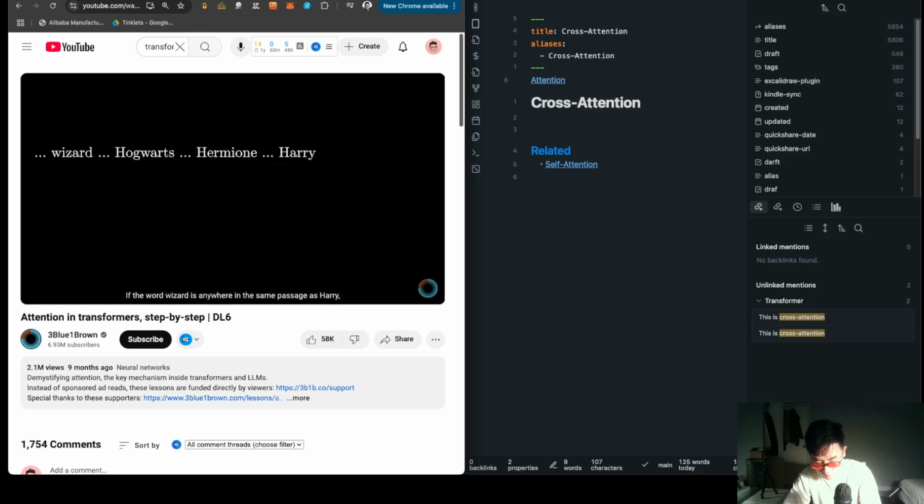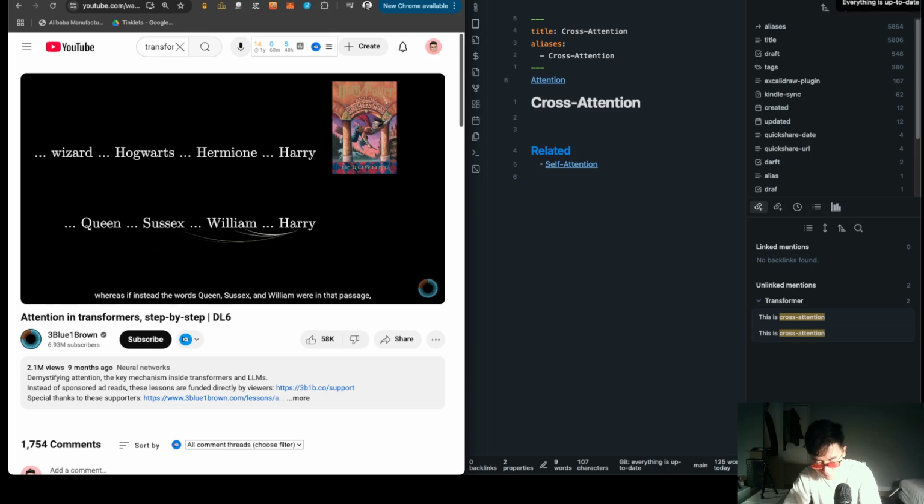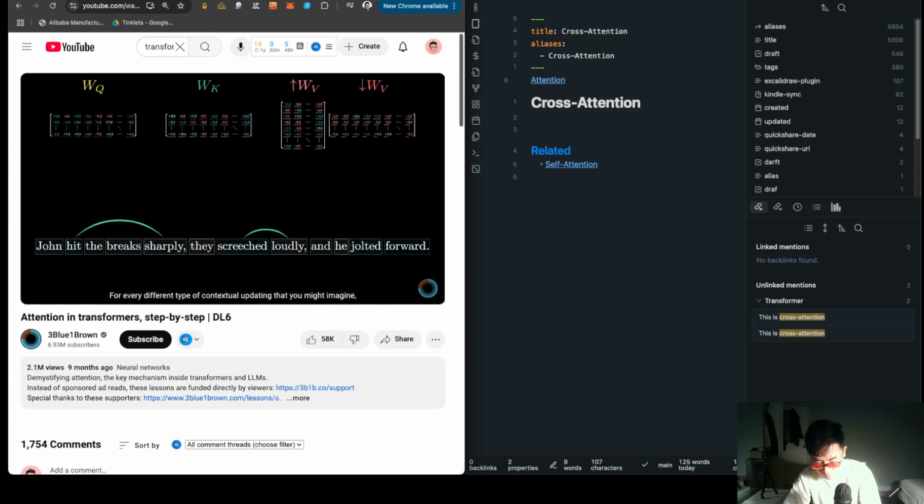If the word wizard is anywhere in the same passage as Harry, it suggests that this might be referring to Harry Potter. Whereas if instead the words Queen, Sussex, and William were in that passage, then perhaps the embedding of Harry should instead be updated to refer to the prince. For every different type of contextual updating that you might imagine, the parameters of these key and query matrices would be different to capture the different attention patterns, and the parameters of our value map would be different based on what should be added to the embeddings. And again, in practice, the true behavior of these maps is much more difficult to interpret, where the weights are set to do whatever the model needs them to do to best accomplish its goal of predicting the next token.